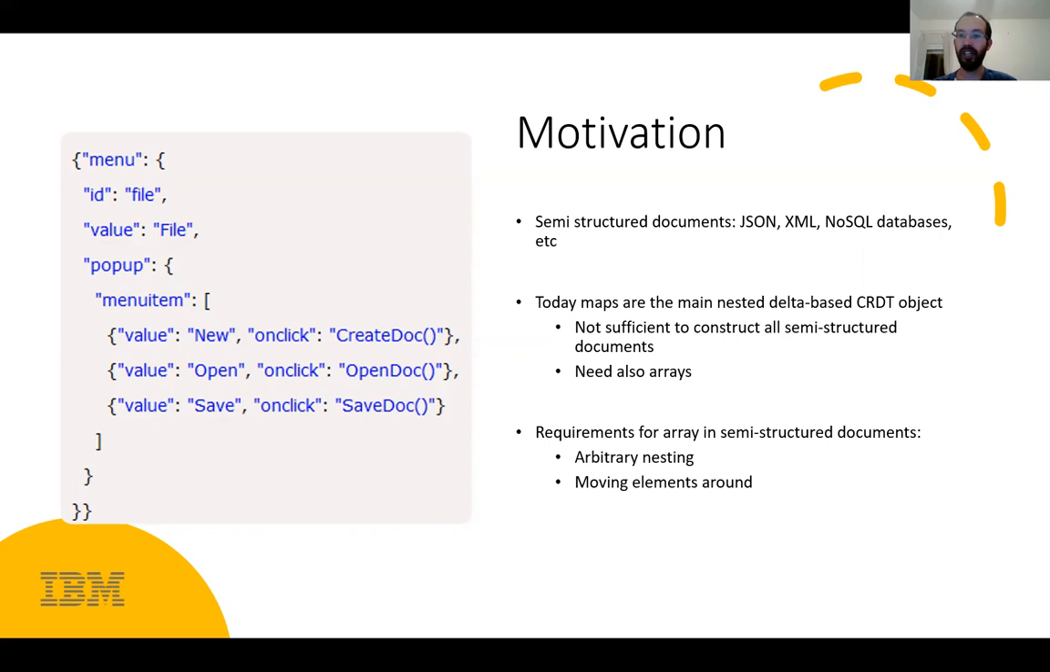We consider the following natural requirements for an array in a semi-structured document. The first requirement is the ability to have arbitrary nesting, meaning the ability to have an array inside a map, inside a map, inside an array, and so on, in an arbitrarily long chain of nesting. And the second requirement is the ability to move elements from one position to another, where users can modify these positions concurrently.